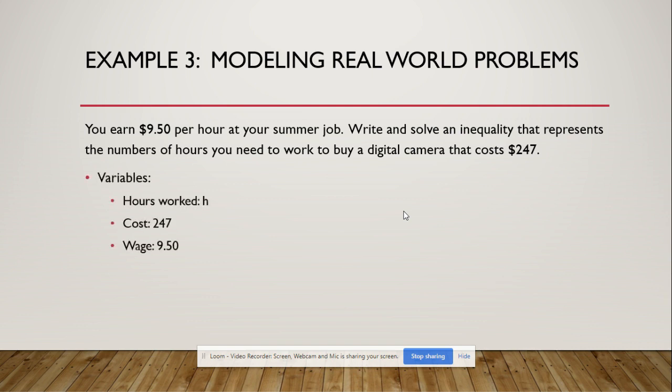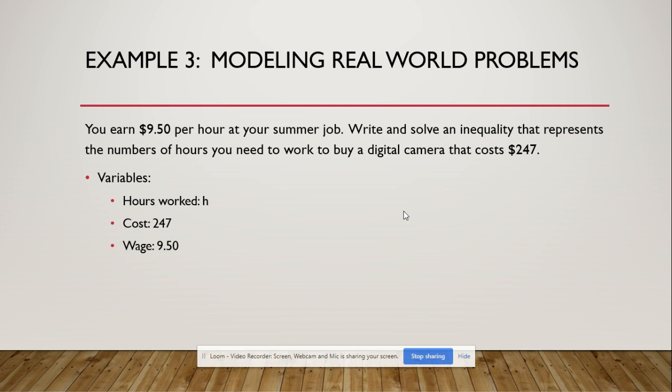Okay, so here are our variables. One, we've got the hours worked. This is what we don't know, and this is exactly what the question is asking us to find. How many hours do we need to work to buy that camera? Another important aspect of this is the cost, $247. Our wage is going to play a role. If we make more money, we can do it faster with less hours. If we make less money, it's going to take us longer.